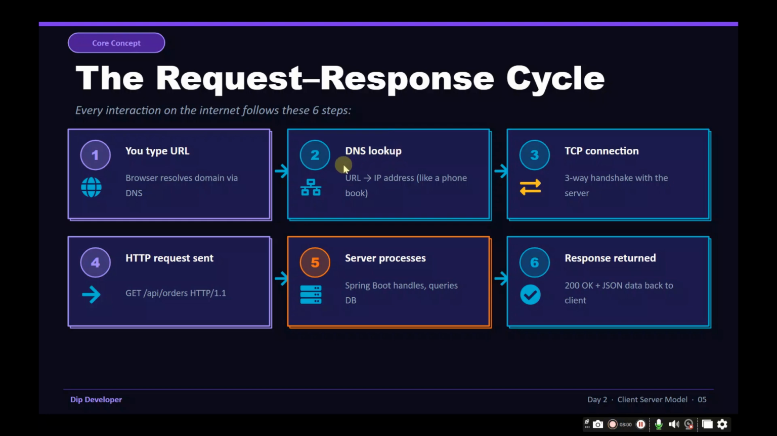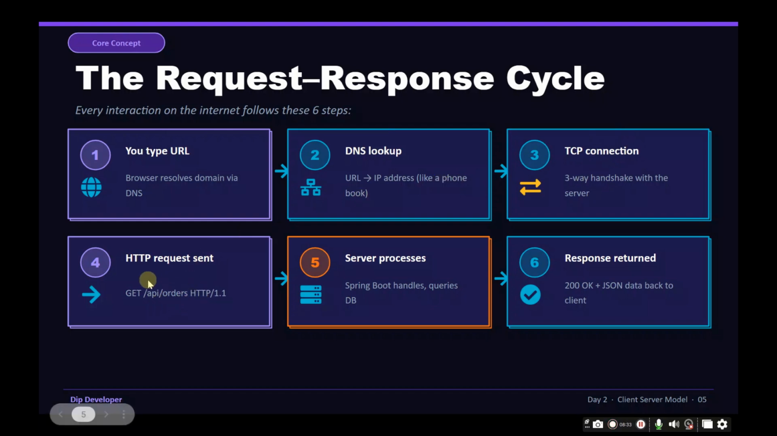So DNS returns the IP address, something like 142.x.x.x, in digit format. Step 3 is the TCP connection. Before any data is sent, your browser and the server do a three-way handshake to establish a reliable connection. Think of it like saying hello, or SYN-ACK. We'll cover all these details in our Day 6 video.